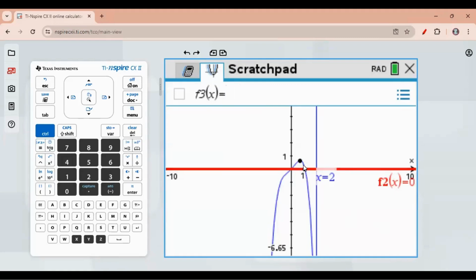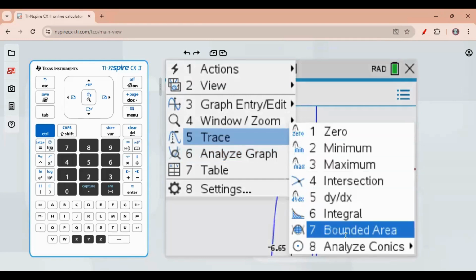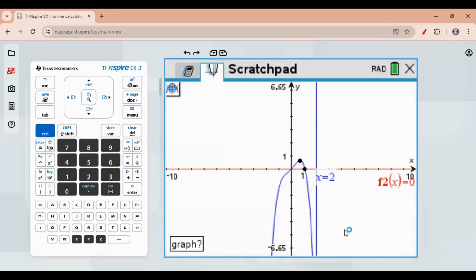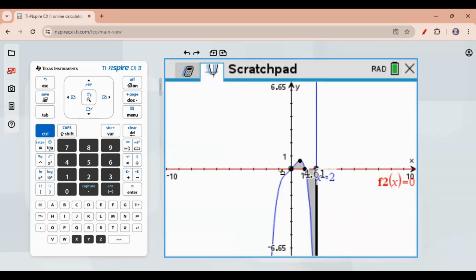Now you can see the area bounded by this. So go to the menu and analyze graph, then the bounded area. And again it will ask for graph 1 and graph 2. So this is my graph 1. Then it will ask you for the second graph. Don't select the vertical line. Then lower bound, upper bound. We are solving this entire question from 0. So 0 is the lower bound and the upper bound is 2. That's it. So this is your 4.61, right?